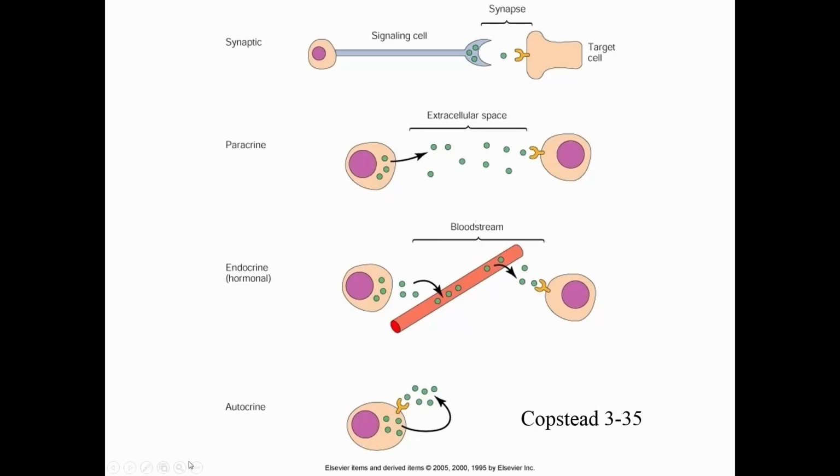Alrighty, so we have synaptic transmission. We talked about it in our first semester. We have a signaling cell that's a neuron that releases a chemical agent across a synapse. So a chemical synapse is a one-way transmission. So something like dopamine could be released from a neuron and then act on a target cell.